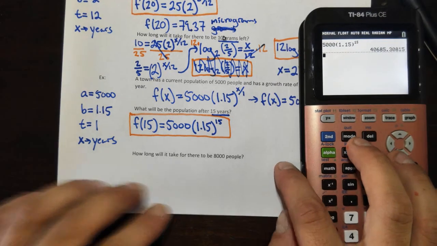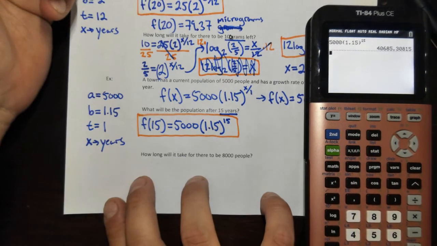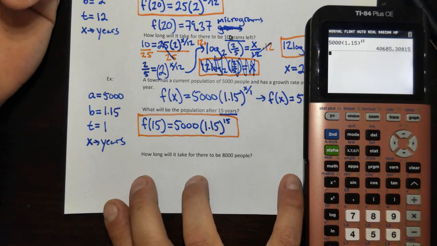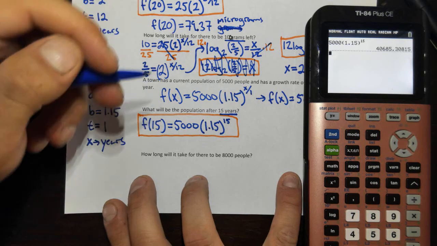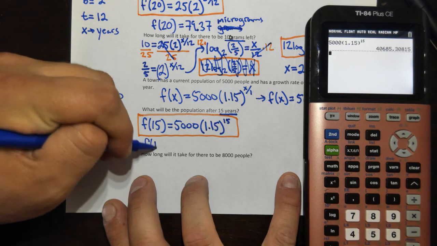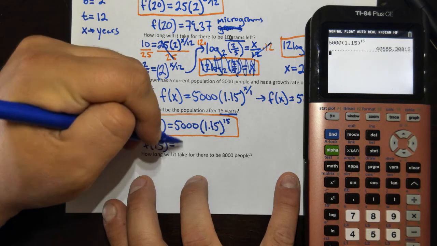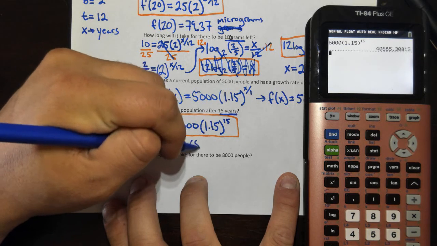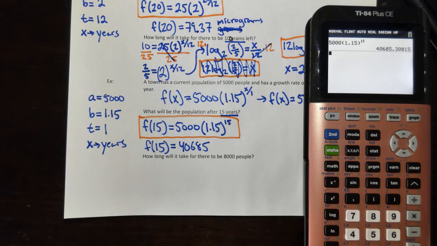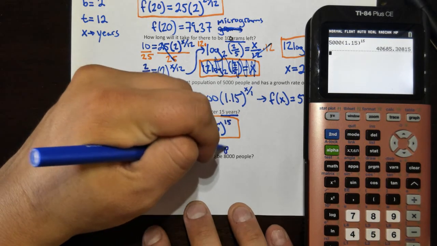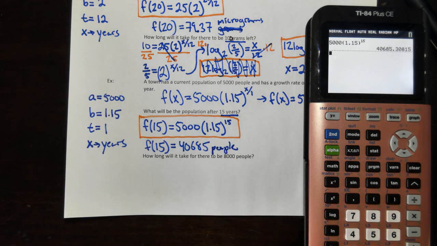40,685. And I'm going to round it to a whole number since we're talking about people here. So, f of 15 is equal to 40,685 people. Awesome. And then how long will it take for there to be 80,000 people? Well, let's set our function equal to 80,000.